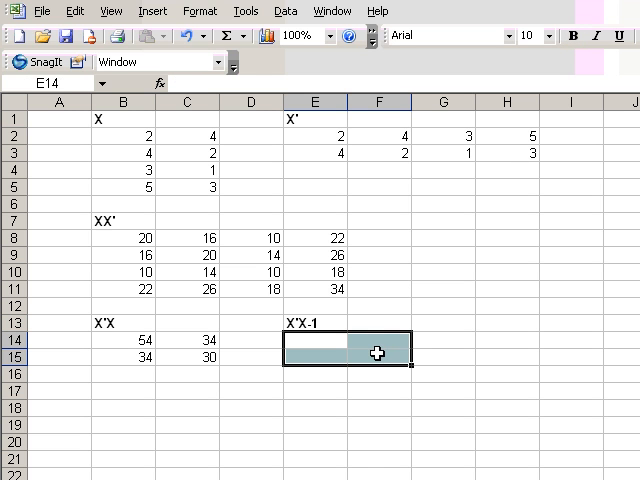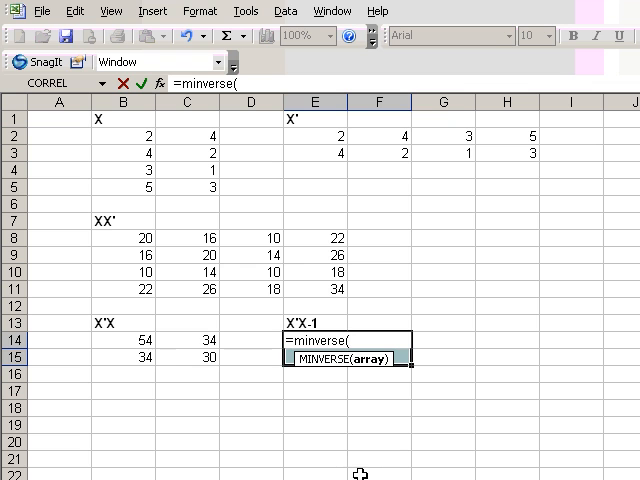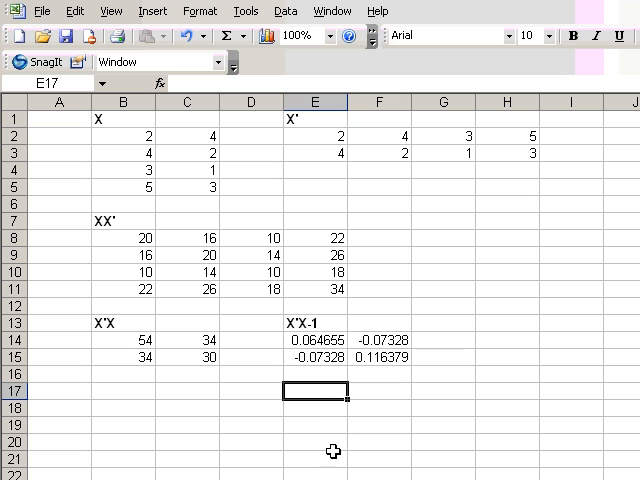Now to get the inverse of this matrix, we will use the function equal m inverse, that is matrix inverse. Select the x prime x matrix, hold down Control and Shift and hit Enter. And this is the inverse of the x prime x matrix. What is the value of the inverse? Well, if we multiply x prime x times x prime x inverse, we get essentially unity.